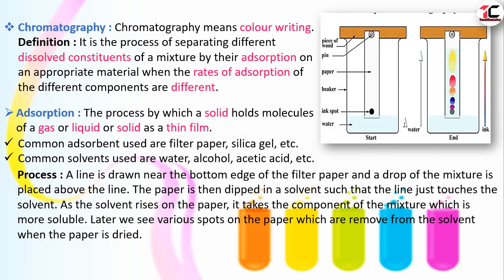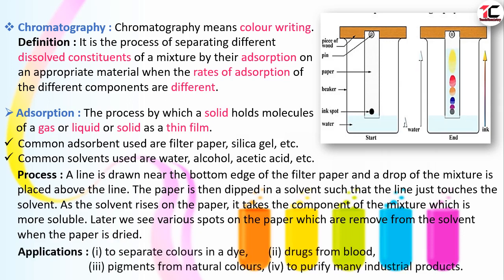What are the applications of chromatography? It is used to separate colors in a dye, and drugs from blood. It is also used to separate poison from the blood in case of poisoning, pigments from natural colors, and to purify many industrial products.